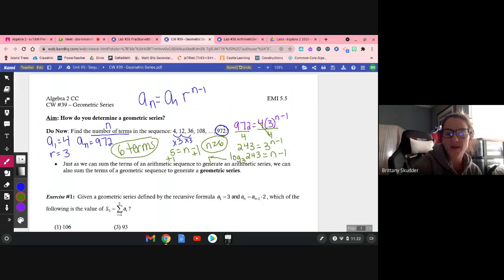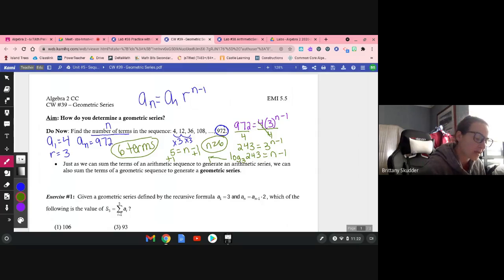Okay. Does anybody have any question on that? So it's a lot of just finding what information they give us and then finding what we need in order to either compute the sequence or the series that we're going to do. So just like yesterday, when you added up the terms of the arithmetic sequence, you got an arithmetic series. If we add up the terms of a geometric sequence, we're going to get a geometric series.